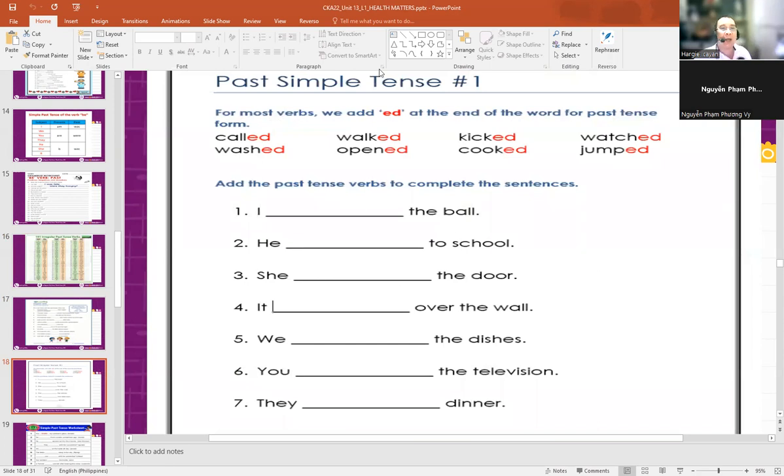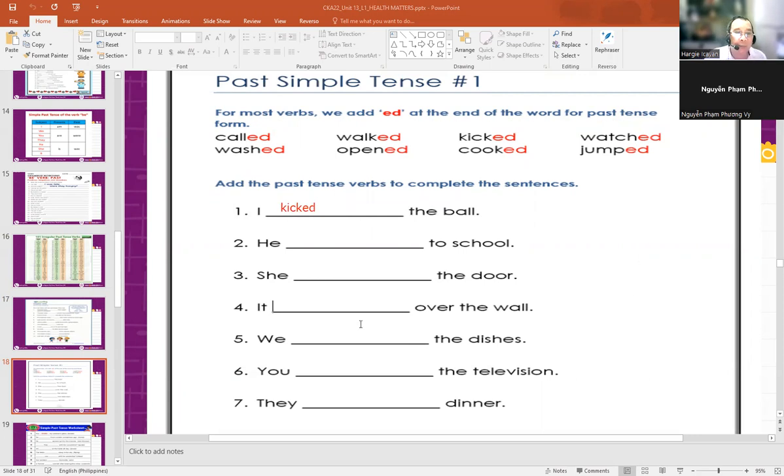Okay, now let's try to answer number one. What do you think would be the correct verb we can write in here? I blank the ball. I kicked it. Yes, very good. So kicked with an ed in it, right? So therefore, this one is now in the past form.